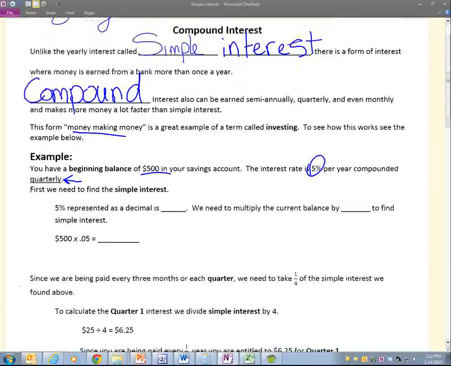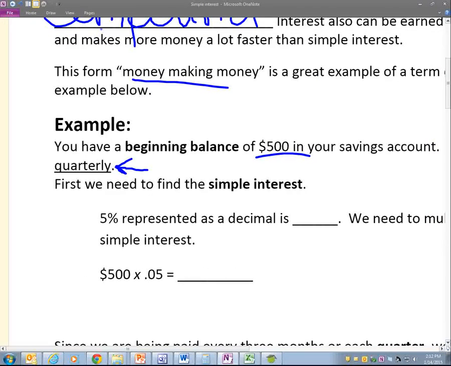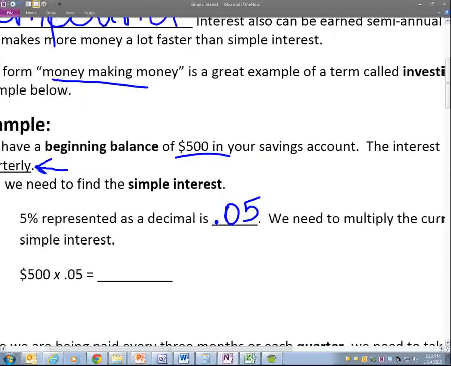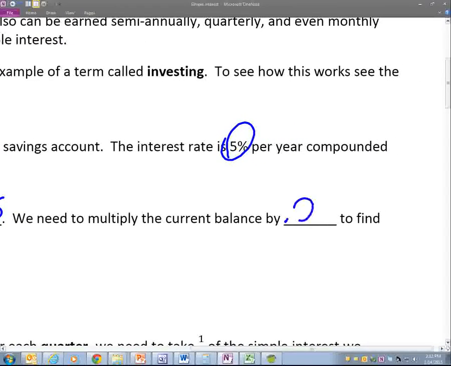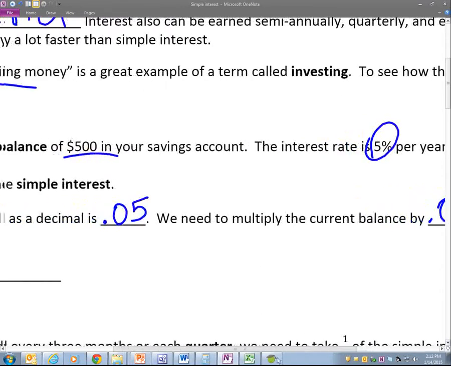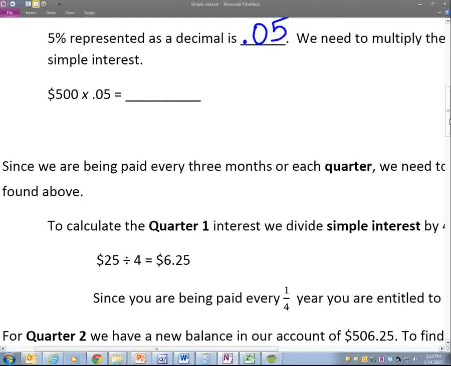First, we need to find the simple interest, the same way that we did for the homework last night. Now, as a review, 5% represented as a decimal is what, Blake? 0.05. Beautiful. And I'm just going to write 0.05 here because I don't have much room. So 5% represented as a decimal is 0.05. We need to multiply the current balance by 0.05 to find the simple interest. So, with your calculators, 500 times 0.05.